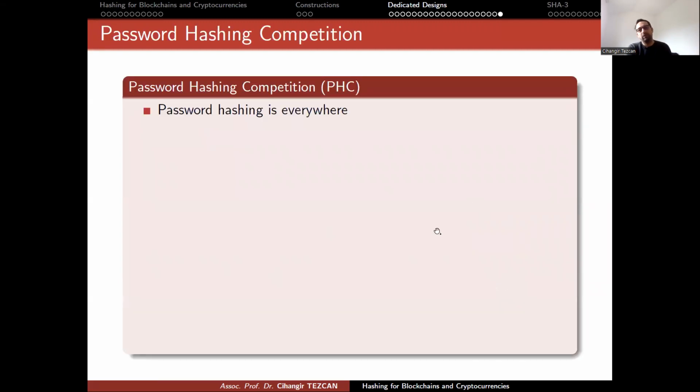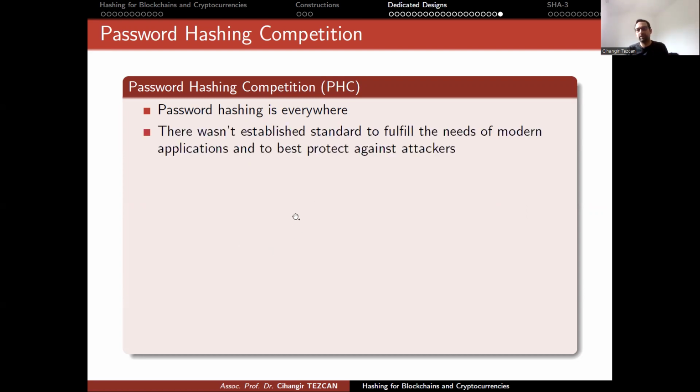So before the conclusion, let's talk about the Password Hashing Competition. As I mentioned, hash functions are also used for hashing passwords, and password hashing is everywhere. We're still using passwords everywhere. We cannot get rid of them, but there wasn't an established standard to fulfill the needs of modern applications and to best protect against attackers. As I mentioned, we can calculate SHA256 of a password thousands of times, but there isn't any rule or standard for that.